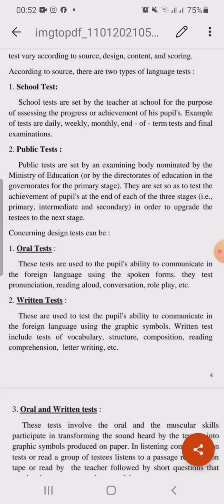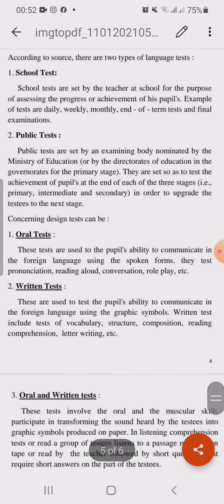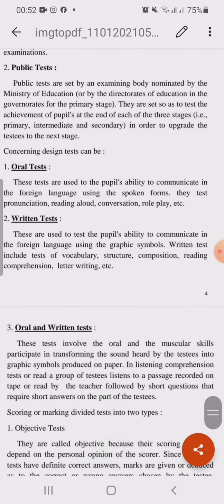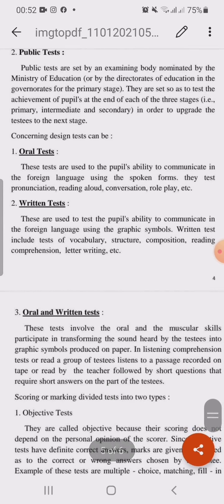These school tests are carried out by the teacher, either weekly, daily or monthly, or at the end of the course. Number 2, public tests. Public tests are set by an examining body nominated by the Ministry of Education, or by the directorates of education in the governorates for the primary stage.